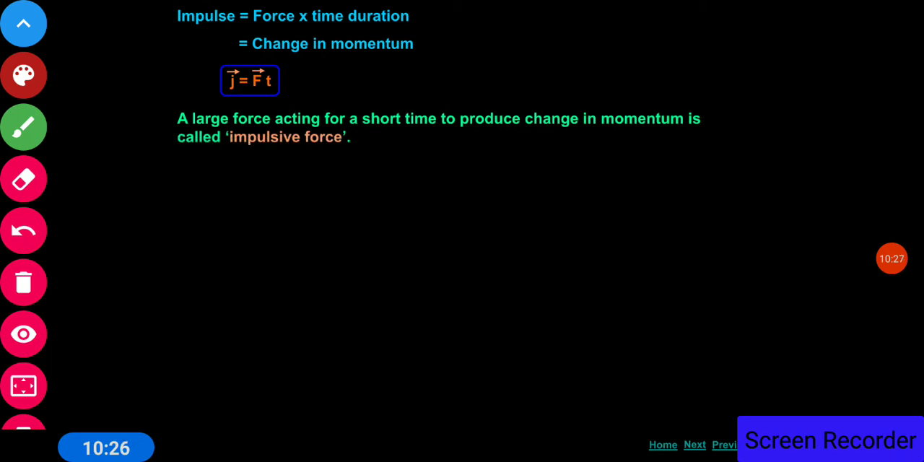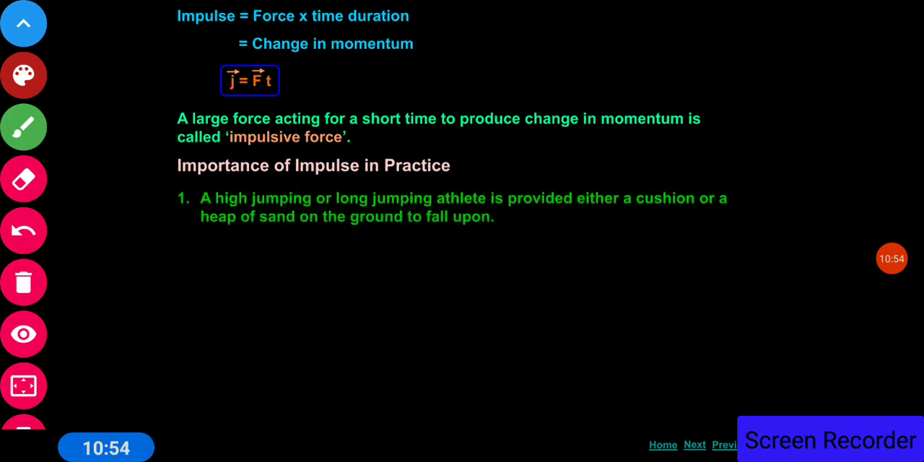A large force acting for a short time to produce a change in momentum is called impulsive force. So impulse is force into time duration, but impulsive force is when a large amount of force is acting for a short time to produce change in momentum. There is huge importance of impulse in practice.